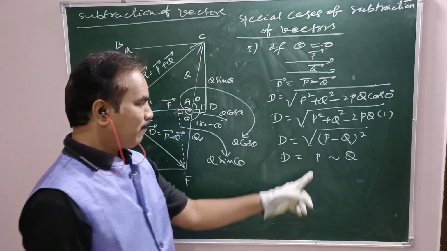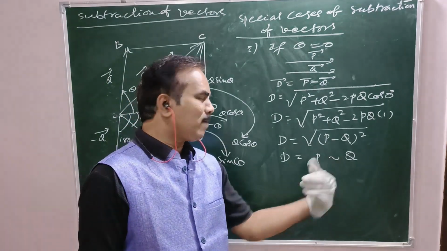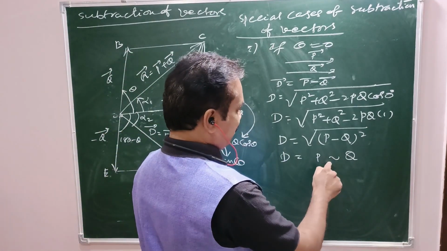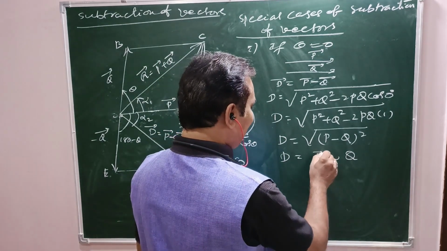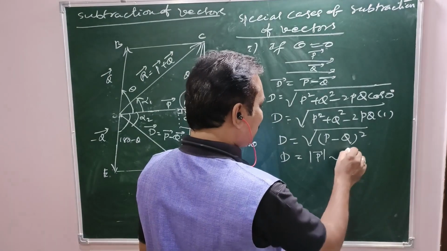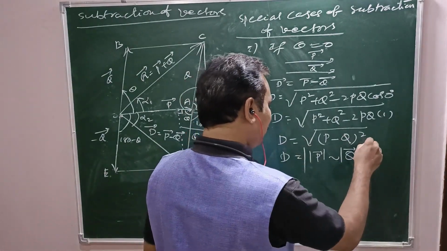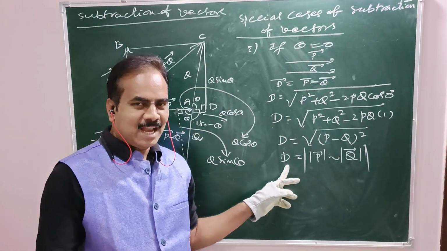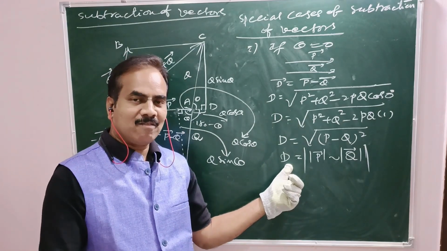Difference q. Why? Because if p is greater than q, it can be p minus q. Otherwise, q minus p. So that is the reason why I am using this sign. That is the difference. So p in the sense mod p bar, q in the sense mod q bar. Take one more modulus. So this is what minimum value in getting magnitude of their difference.